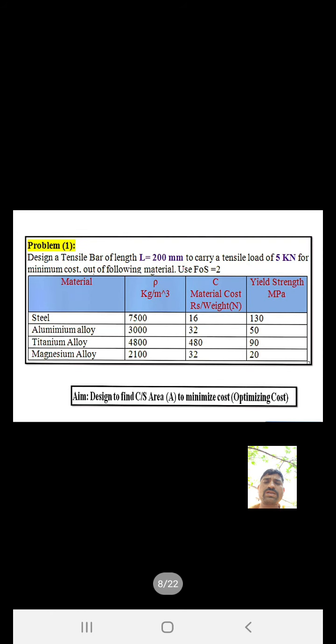The material is given in the table. The material steel is given. Related, you have been given the density of that material in kg per meter cube. Again, material cost is given in rs per weight Newton. Okay, and last is yield strength, given in the third column. Okay, steel having 7500 density, then material cost 16 and yield strength 130 MPa. Similarly, the values are given for aluminum alloy, titanium alloy and magnesium alloy.